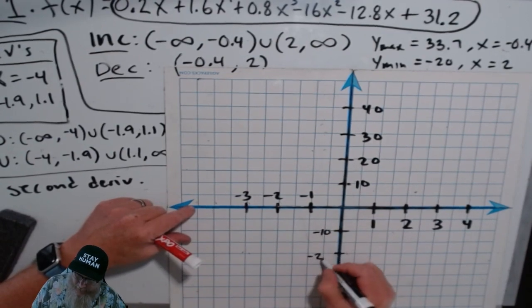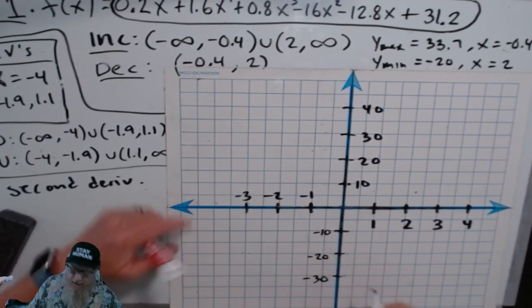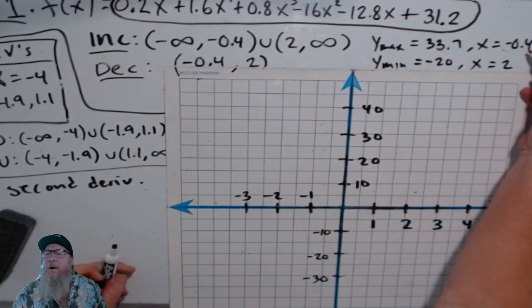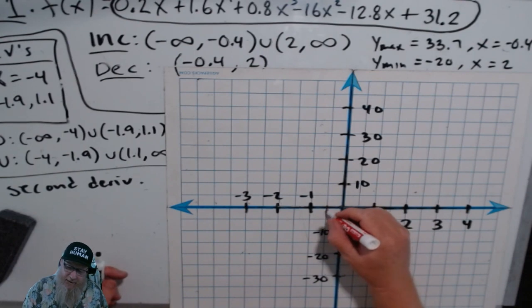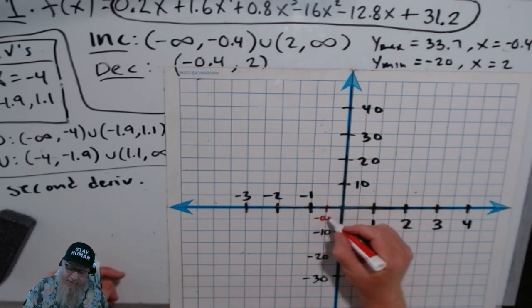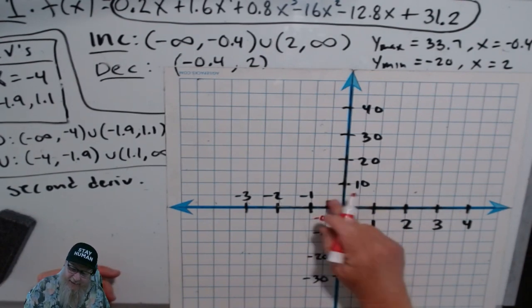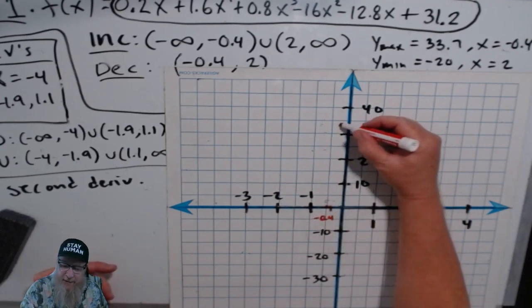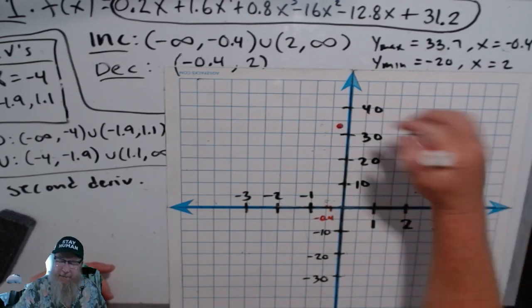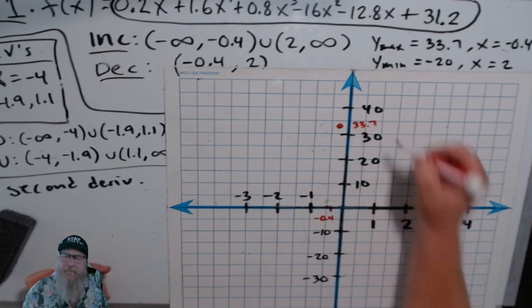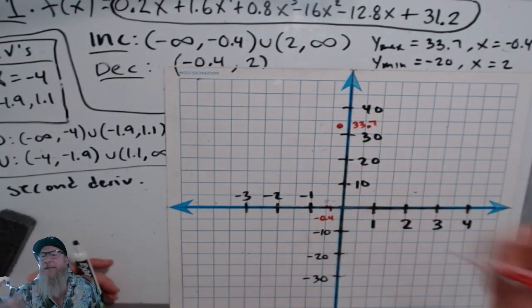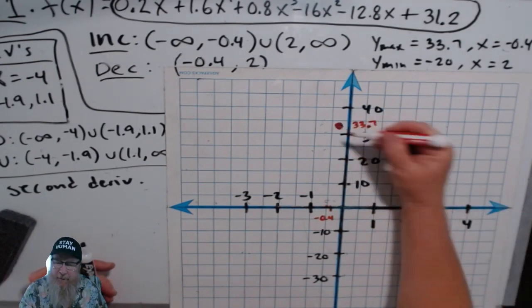-10, -20, etc. All right. So at -0.4, which is going to be right about here, I'm not being very precise, it's very close to a half. It's going to be 33.7, so right about here, just a little bit shy of 35. 33.7. Okay, and again, this is just a sketch, so it doesn't have to be perfect.